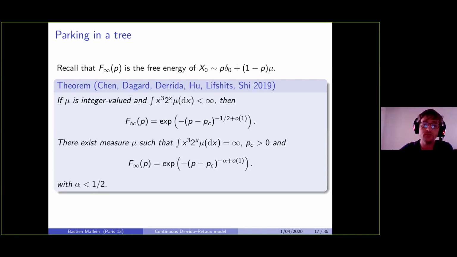And they also showed that this additional integrability condition is necessary, in such a way that you can construct measures so that, when the integrability condition fails, then pc is strictly positive, but the free energy does not behave as e to the minus (p minus pc) to the minus a half.